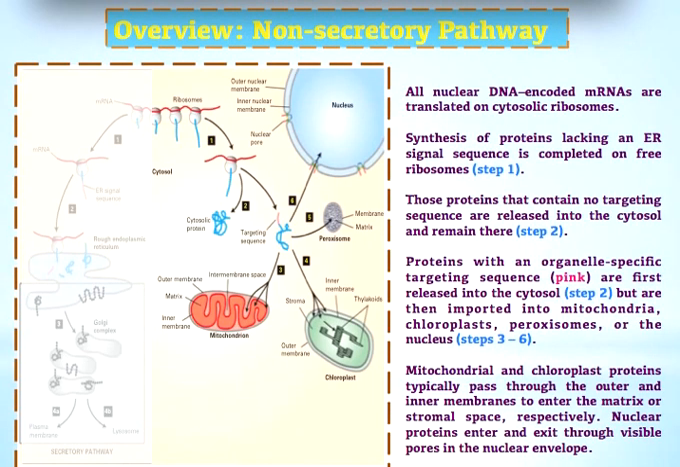For ease of understanding, we have categorized these pathways into two different groups. The first group is called the non-secretory pathway and the second is called the secretory pathway. The non-secretory pathway of protein sorting is the pathway where proteins are synthesized on cytosolic ribosomes and either remain in the cytoplasm or reach a particular organelle. For example, it may be a mitochondria, it may be a chloroplast in the case of plants, it may be a peroxisome, or even a nucleus. This particular pathway is called the non-secretory pathway.